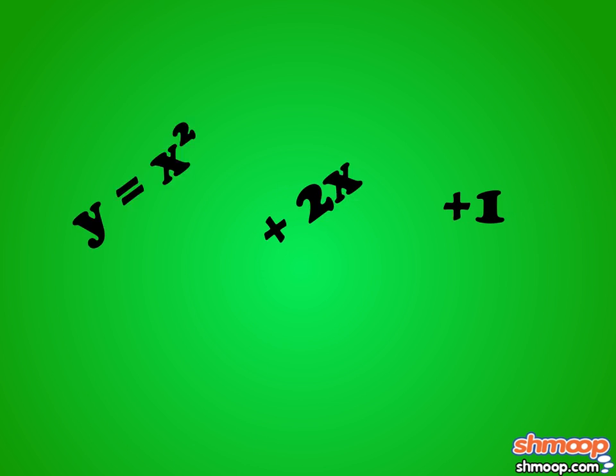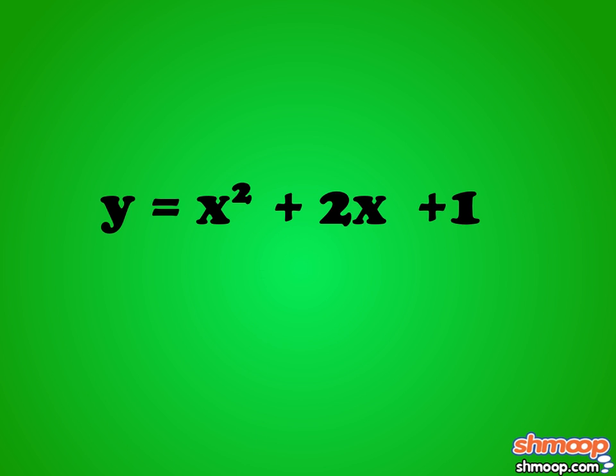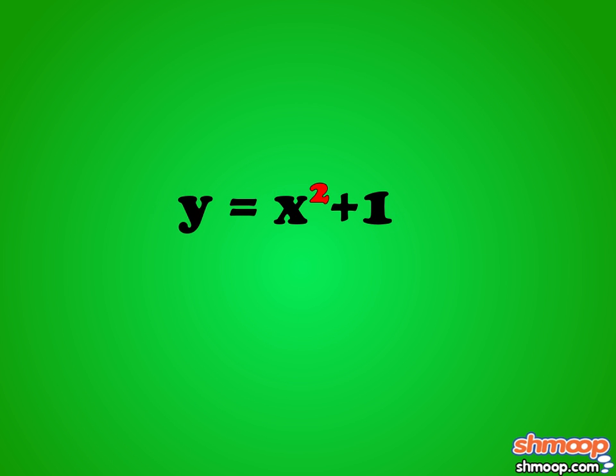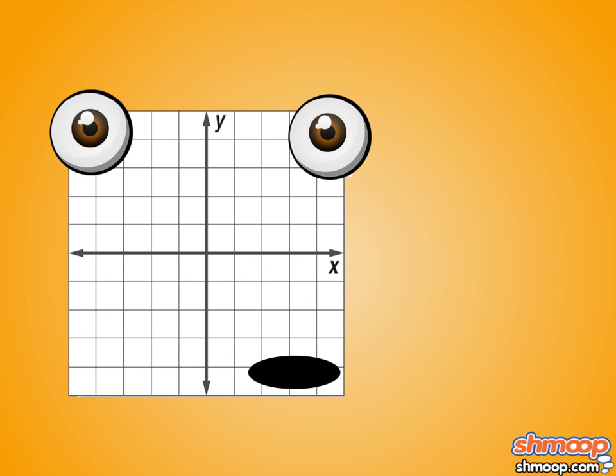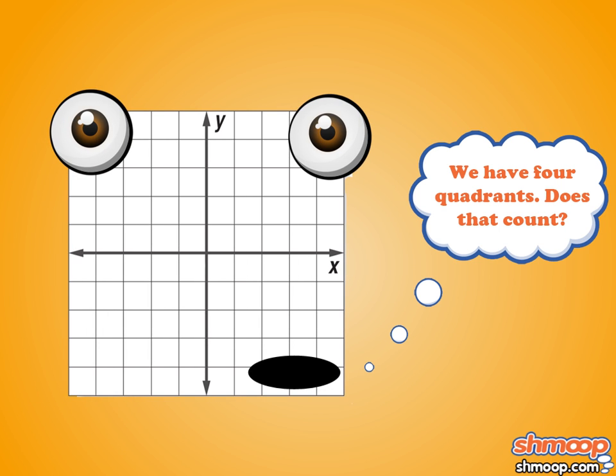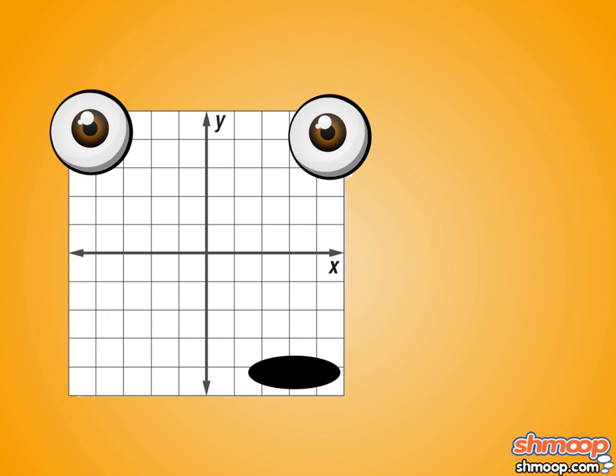Quadratic equations are algebraic equations where the highest exponent of x is 2. Maybe a quadratic equation always has to have 4 terms, but nope, not always the case, since this is also a quadratic equation. But what about the graphs of quadratic equations? What do they have to say for themselves? We have 4 quadrants. Does that count?